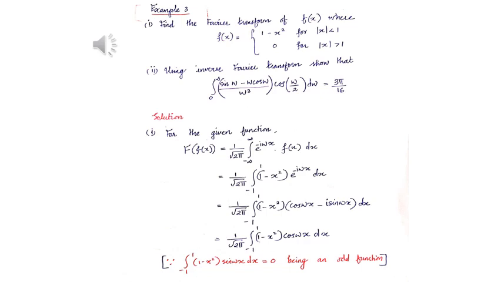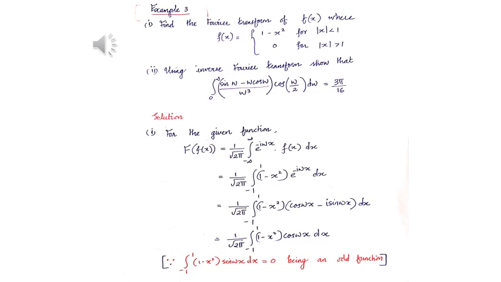In the next step we are going to write the complex form, that is e raised to minus I omega is going to be written as cos omega x minus I sin omega x. And now our f of x is 1 minus x square. Let us see whether it is an even or odd function.